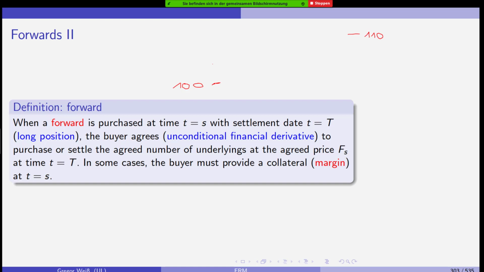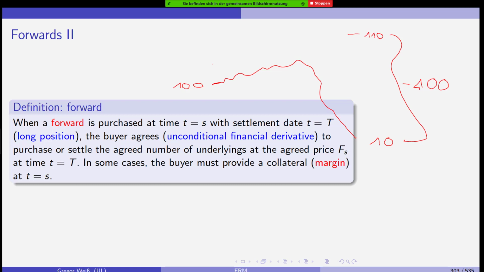What happens if, for example, the price develops like this? Then obviously, you have to buy the ton of steel for 110. You could have bought it on the market at the spot price. So actually, you are making a loss. If you don't have a ton of steel, and if you need it, in this forward contract, you're making a loss of 100 euros. Let's say it's in euros.